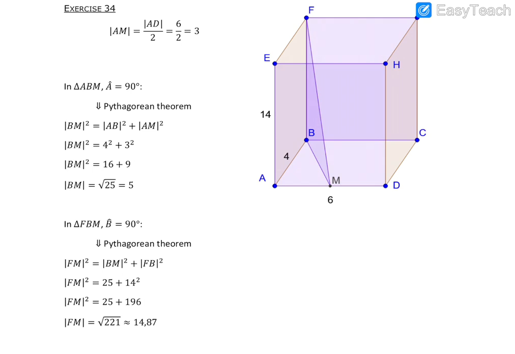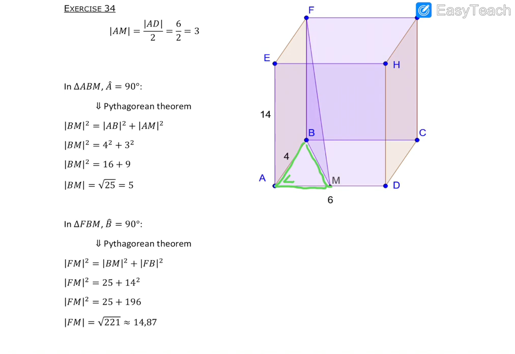Next exercise 34. Of course, you have to keep in mind that AM is half of AD because M is in the middle of AD. And that's why it is 6 divided by 2 and therefore 3. Now I'm first going to work in this triangle, in triangle ABM, where A is of course a right angle.